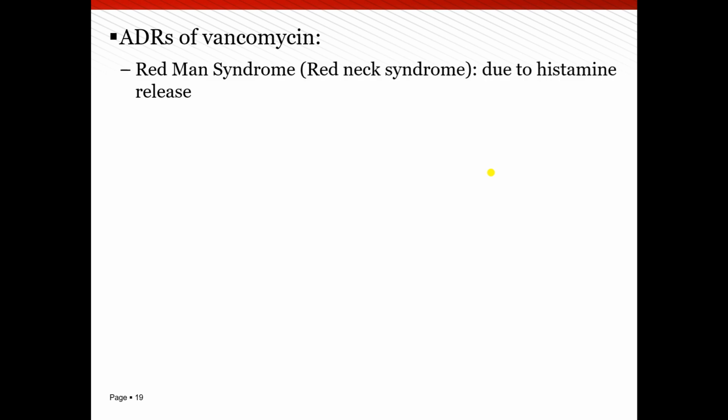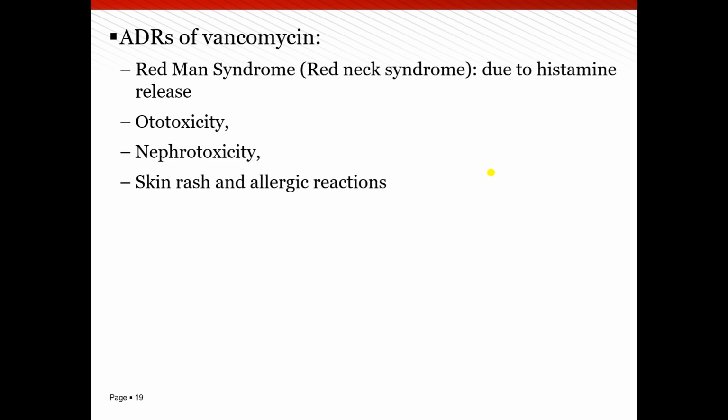Adverse drug reactions of vancomycin are listed here. The most important and typical side effect of vancomycin is red man syndrome. It is also called red neck syndrome, which occurs because of huge histamine release. When the patient takes vancomycin intravenously, it causes release of histamine into the blood vessels of the face and neck, which makes the face and neck region hyperemic or red in color. That's why the syndrome is called red man syndrome. Other side effects are ototoxicity, nephrotoxicity, skin rash and allergic reactions. It can cause reversible neutropenia, chills, fever, etc.